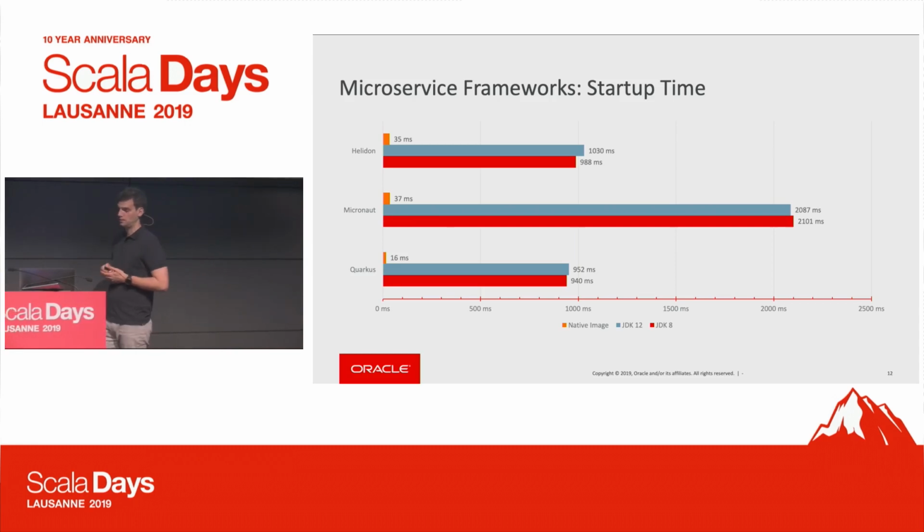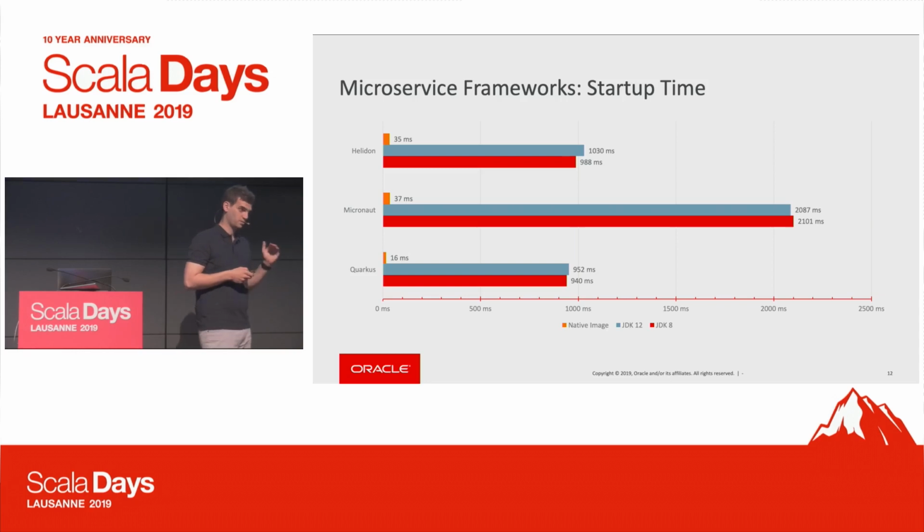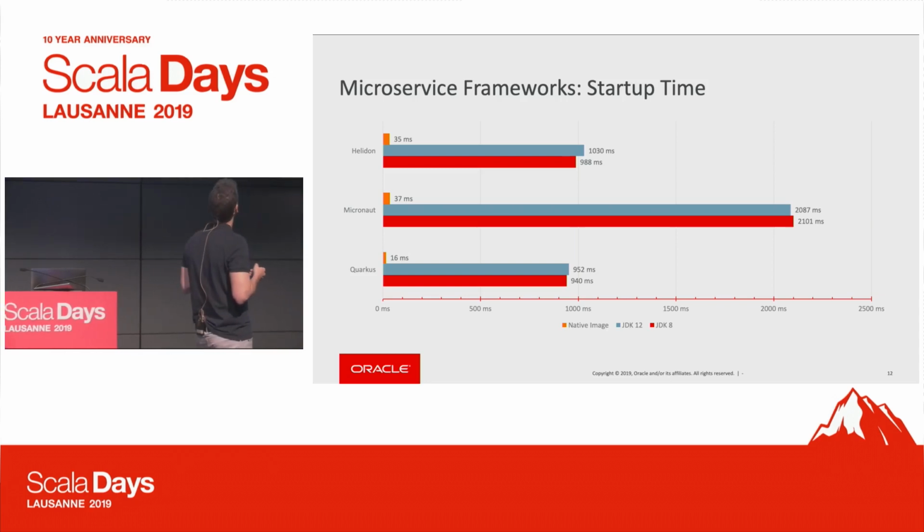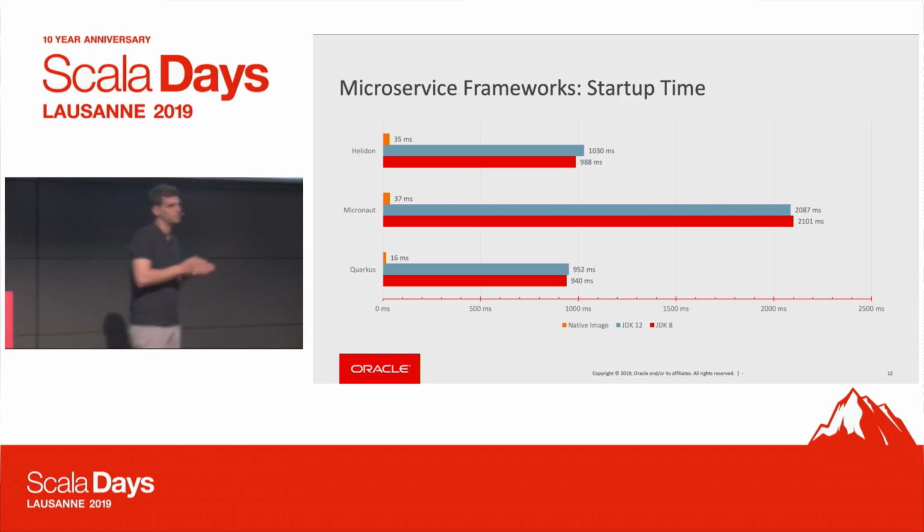And here on this slide, we have the startup time for some of the frameworks. These are not Scala frameworks. I'll talk about this later, but they are very popular in the community. So we have JDK8, JDK12, and native image, right? And we have Helidon, that's an open source framework developed at Oracle for microservices. You get about 1 second on top of the boot time of the kernel itself. With native image, 35 milliseconds. So you basically start, and it just starts answering requests.